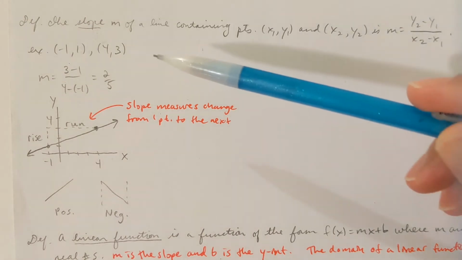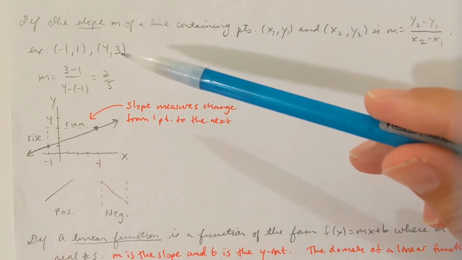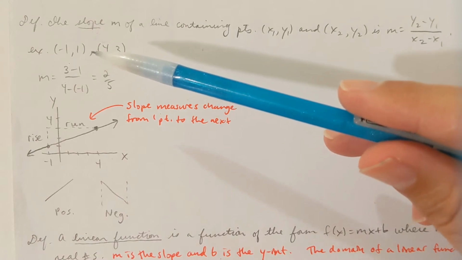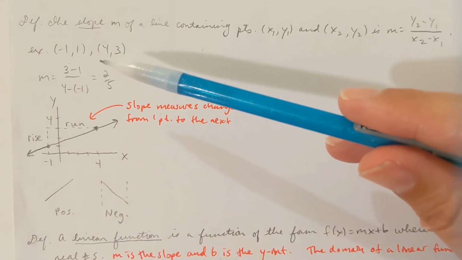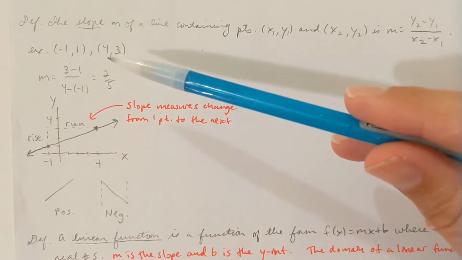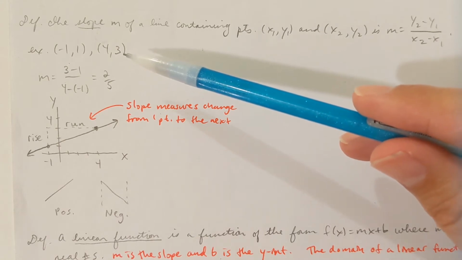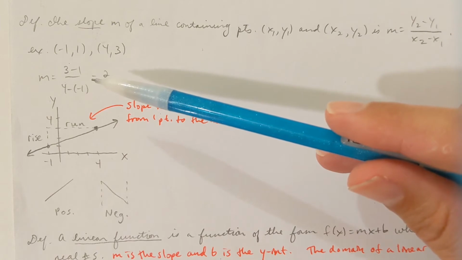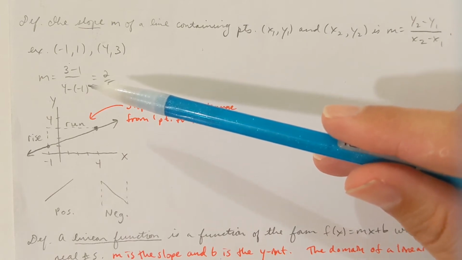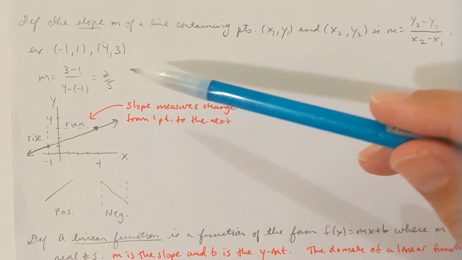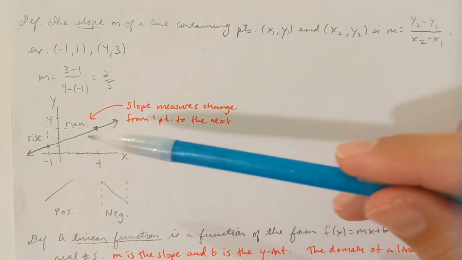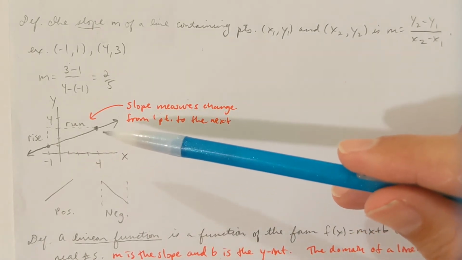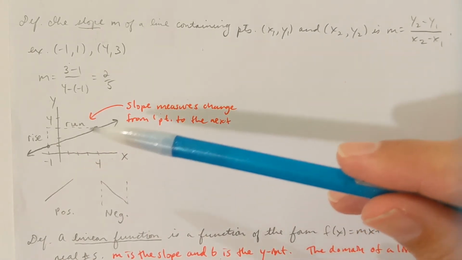So the difference in the y values: x1 is negative 1, x2 is 4, y1 is 1, y2 is 3. So y2 minus y1 would be 3 minus 1, divided by x2 minus x1, which is 4 minus negative 1. 2/5 is the slope. So here are these 2 points, (-1, 1) and (4, 3).